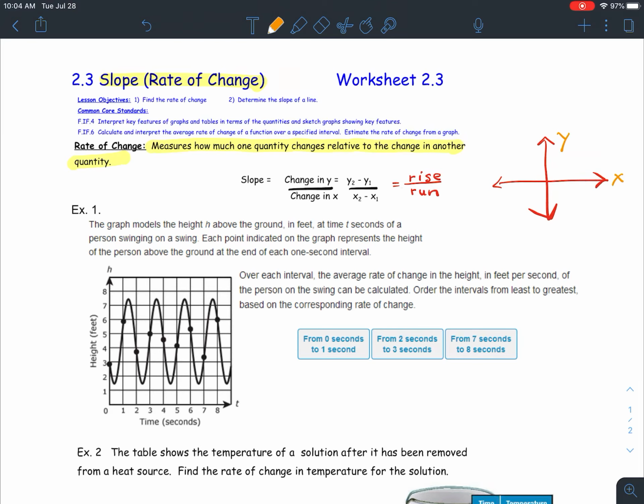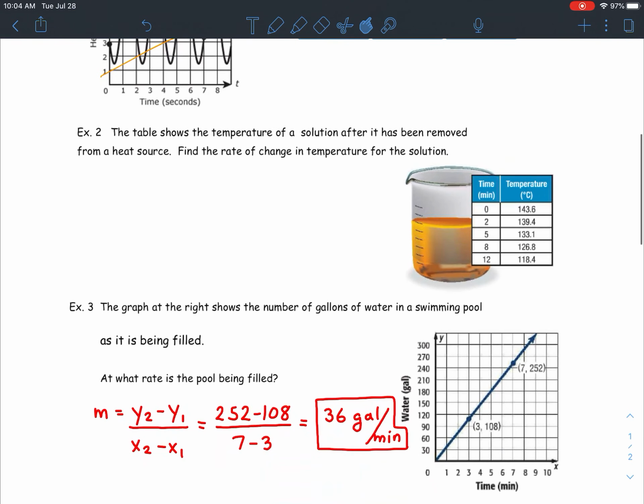Okay. We are going to go ahead and skip this first example, move on down to example number 2 here, where it mentions the table shows the temperature of a solution after it has been removed from a heat source. It's asking us to find the rate of change, and when you see this phrase, you just need to think to yourself, okay, this problem is asking me to calculate the slope. We're looking for the rate of change in temperature for this solution.